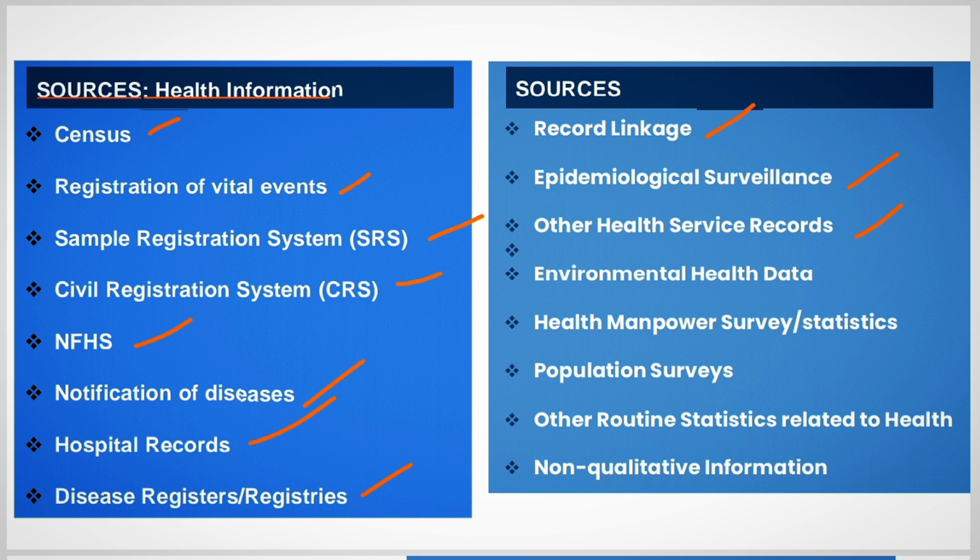As we already discussed, environmental health data can also be a fruitful source of health information. The health manpower survey, population survey, and other routine statistics related to health. And apart from that, non-quantitative information like policies and guidelines, which also include some kind of information, can also be a better source of health information.